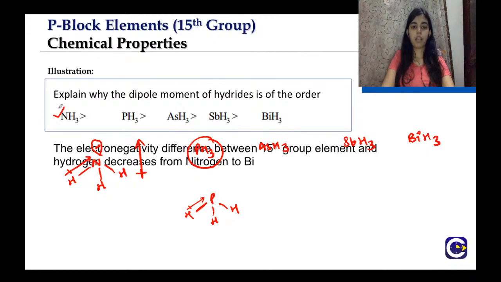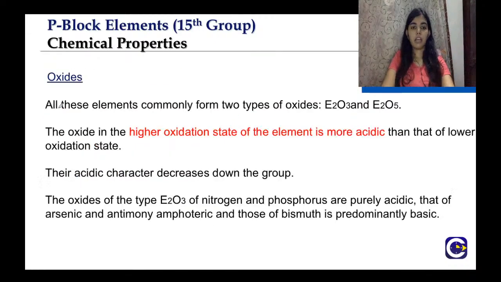Okay. So yeah. Moving on next to the oxides. So all these elements commonly form two types of oxides, that is E2O3 or E2O5.